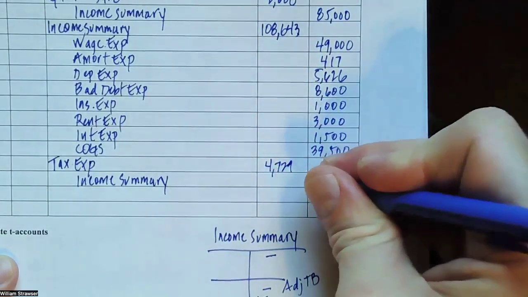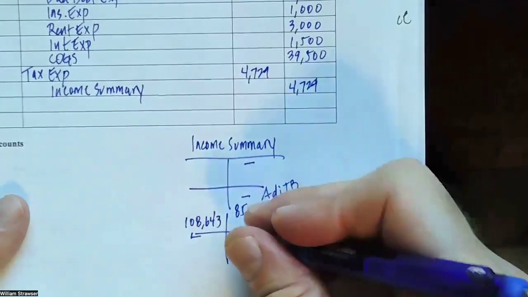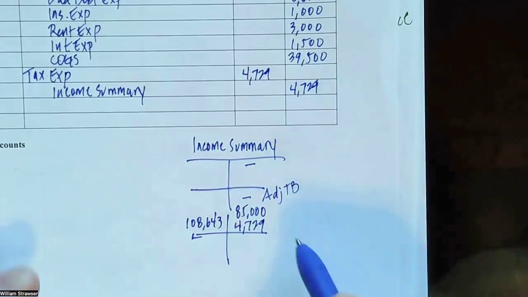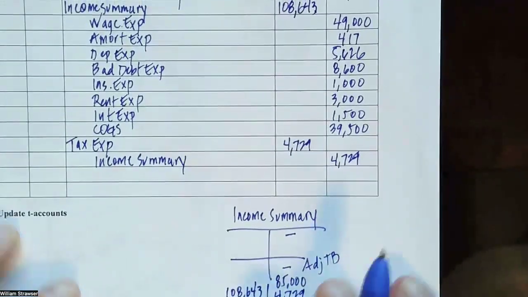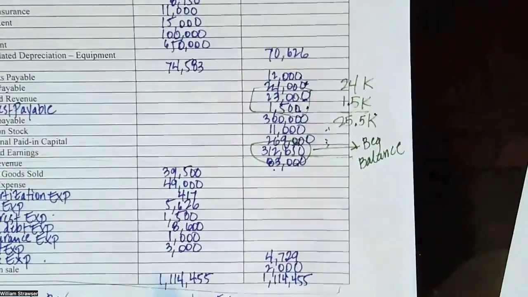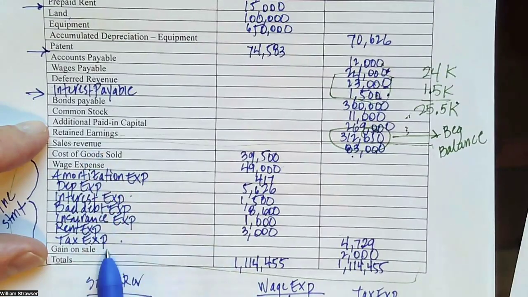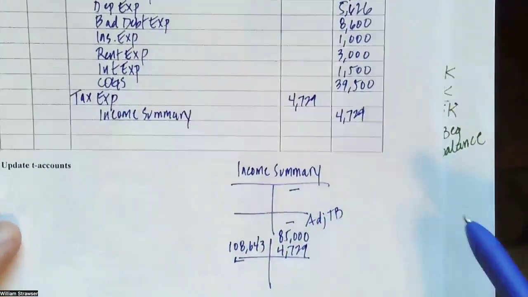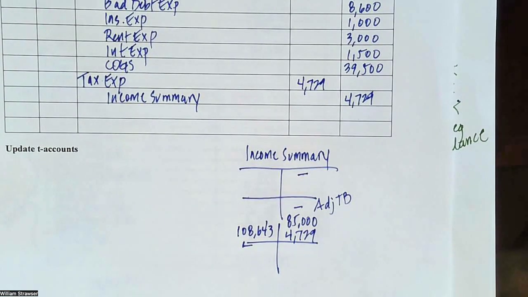4,729, which would fall over here in my, I'm sorry, in my income summary. Now that everything's been put to the income summary, all of my temporary accounts from sales revenue down to the gain on sale have been closed to the income summary. Now I just need to find the balance of the income summary because then I'm going to close it out.